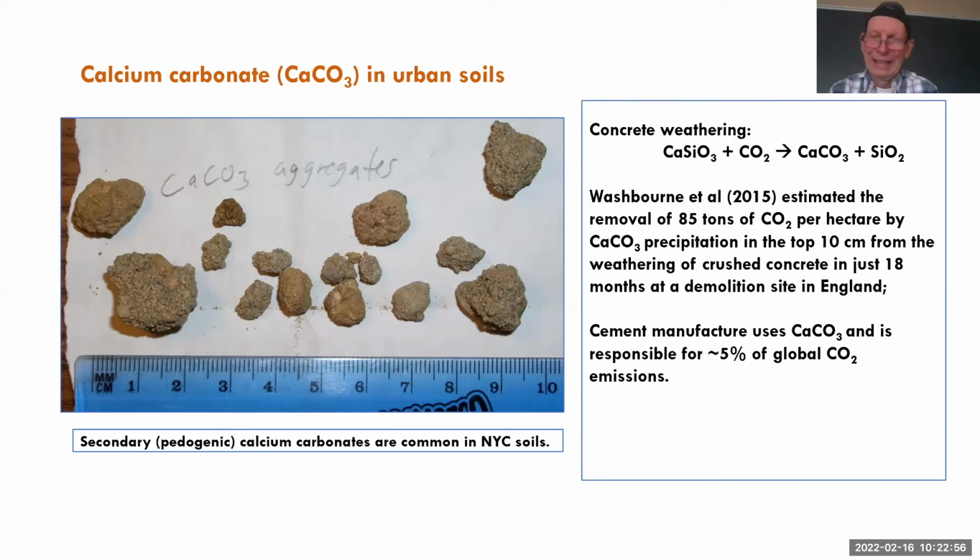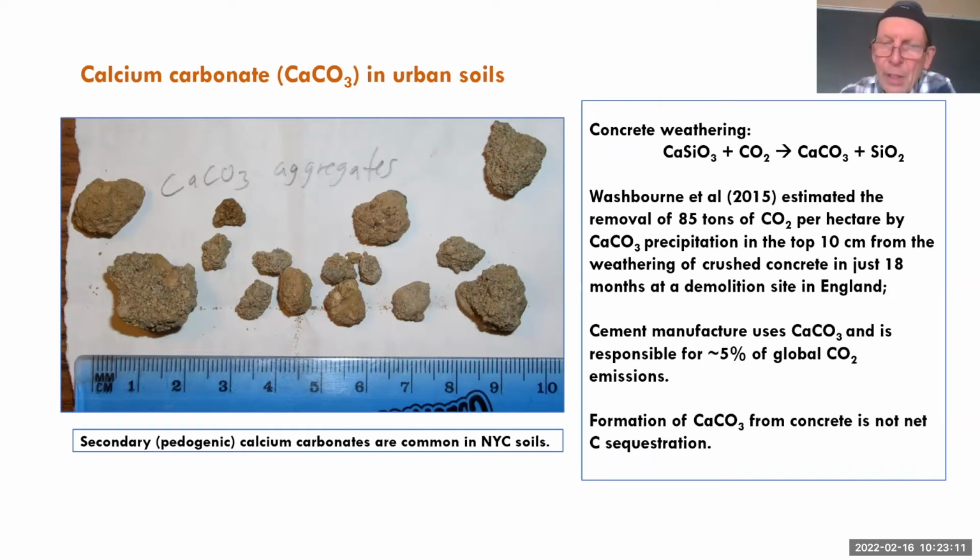However, when they manufacture cement, it uses quite a bit of calcium carbonate. And it's estimated that that's responsible for about 5% of global carbon dioxide emissions. So when you form calcium carbonate from concrete and take all that carbon dioxide out of the atmosphere, it's probably not net carbon sequestration. You're probably just making up for some of the CO2 that was emitted when you made the concrete in the first place.